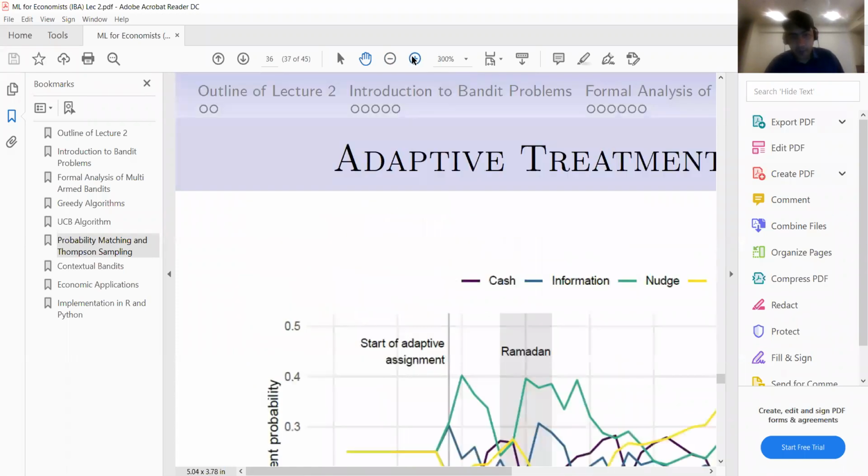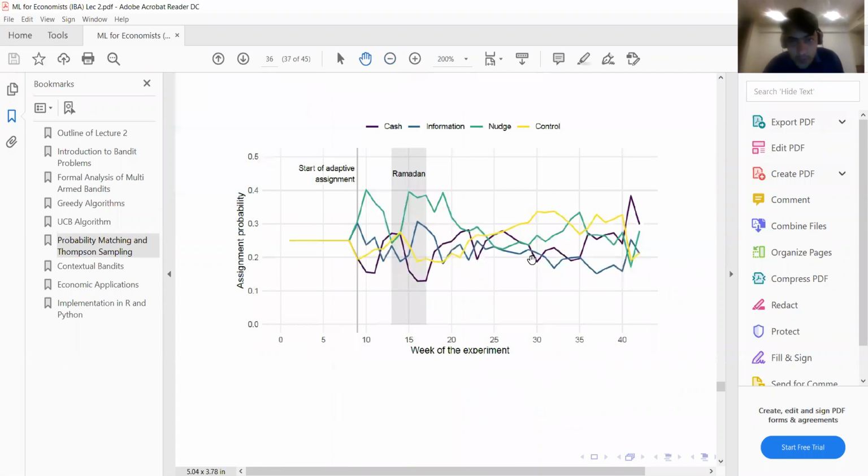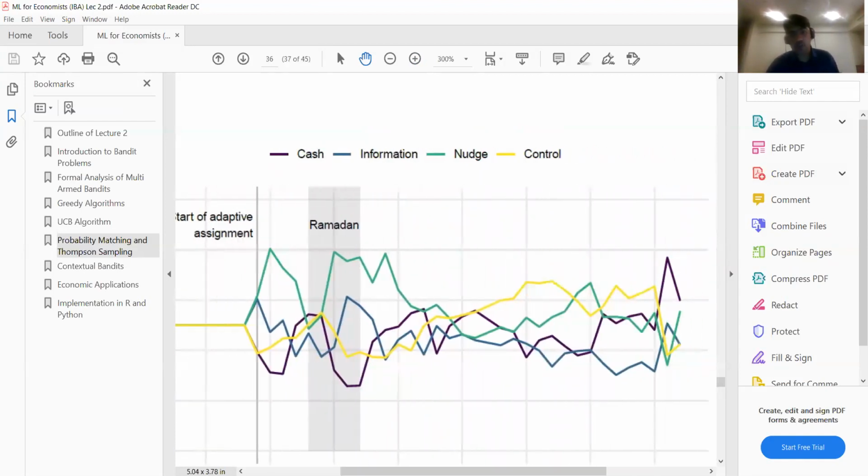So this is a graph from their paper. This is the assignment probability to each treatment, and there are 4 treatments here. The dark purple one is the cash grant, the unconditional cash intervention. The blue one is the information treatment, in which they give information about the labor market. The green one is the nudge, a psychological intervention in which they're trying to motivate people to work harder to find a job in the labor market. And the yellow is the control, in which they do nothing. And obviously the effects are measured relative to the control.